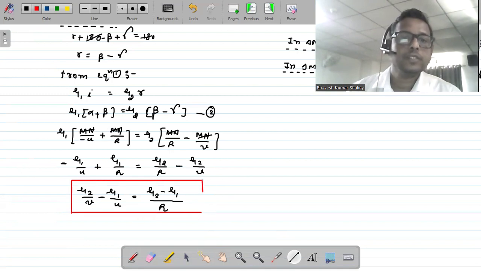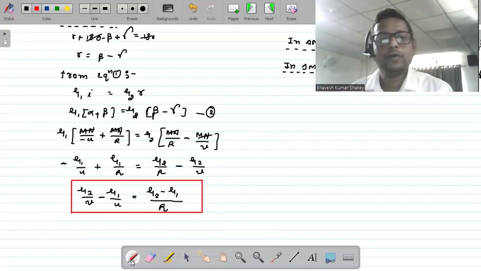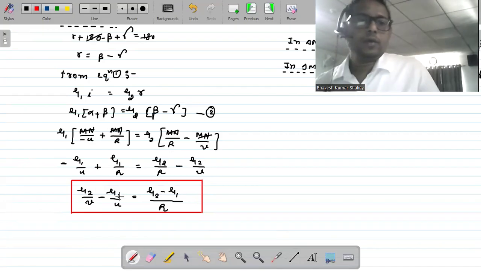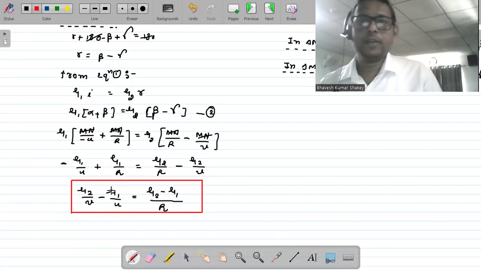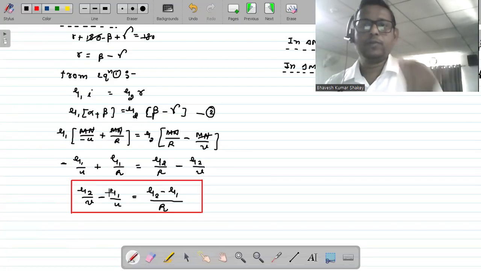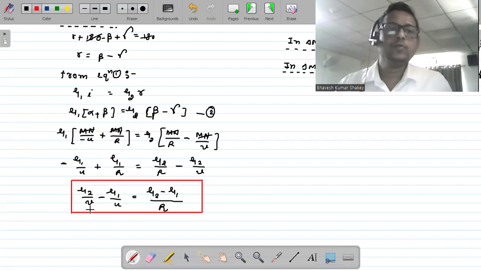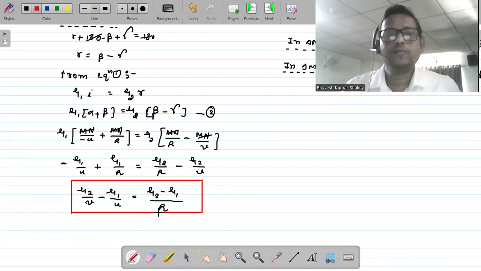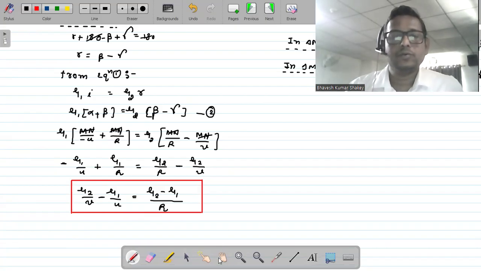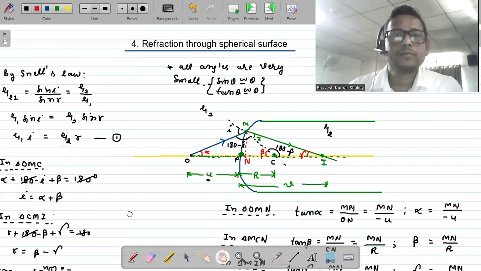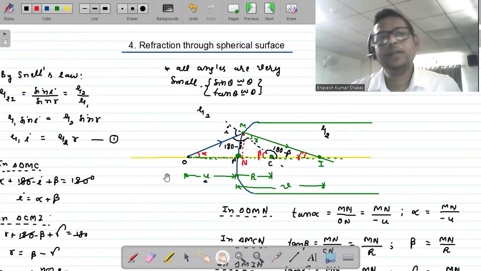We use this relation whenever we get a problem related to refraction through a spherical surface. Just remember what mu2 and mu1 are. Mu1 is the refractive index of the medium in which the incident rays travel, so wherever the incident rays are, it is taken as mu1, and the other is mu2. V is the image distance, u is the object distance, and R is the radius of curvature. So this is the derivation for refraction through a spherical surface.